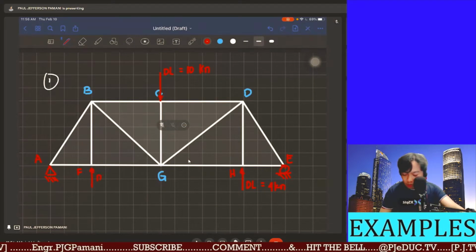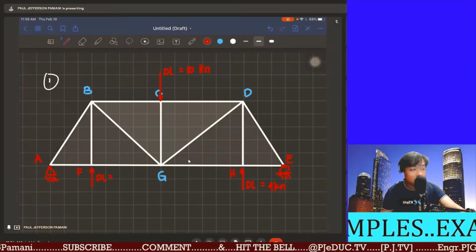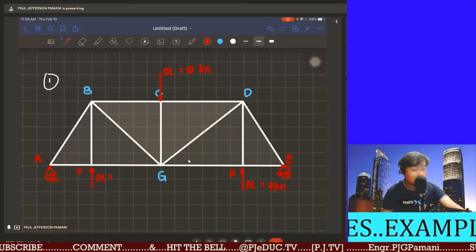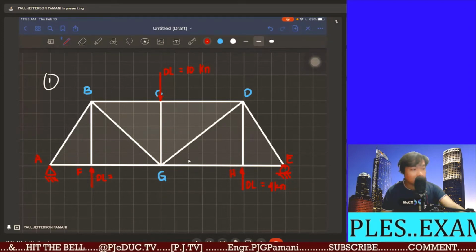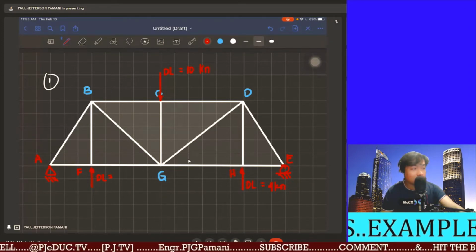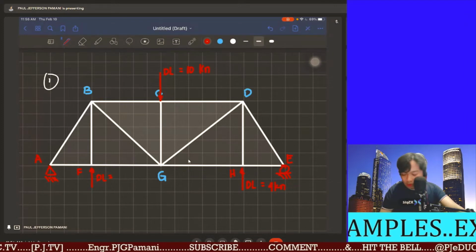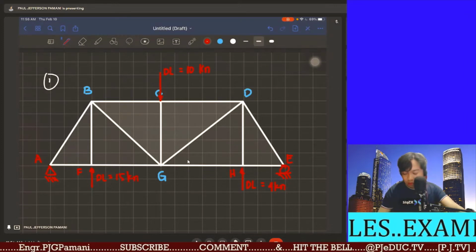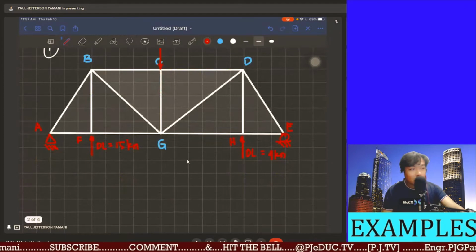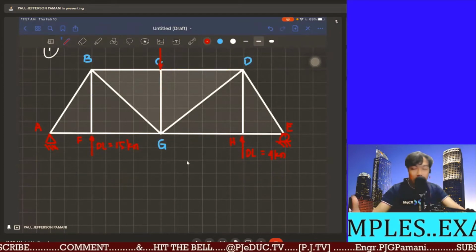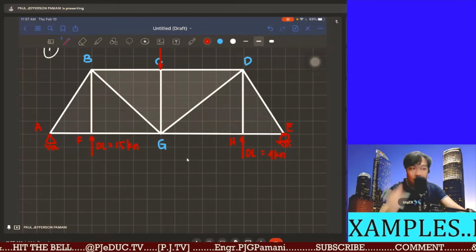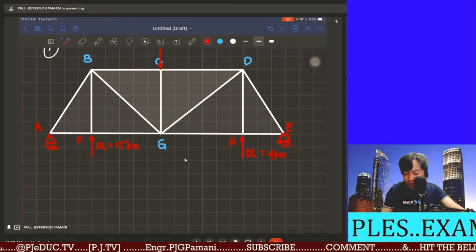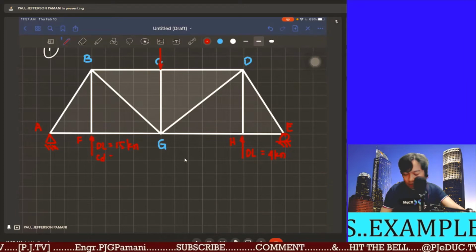Anong load? Sir, 15. Sige, 15 kilonewton. So, yan ay bottom member. Let's just say that is your roof truss system. So, meron tayong ceiling load. Maliban sa dead load na yan, let's consider a ceiling load, CD.